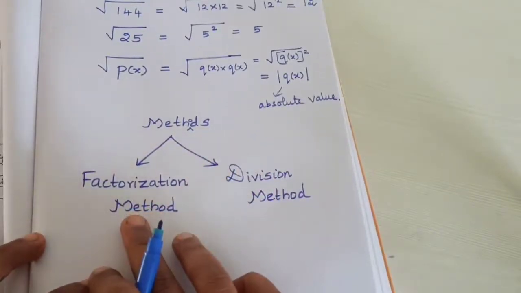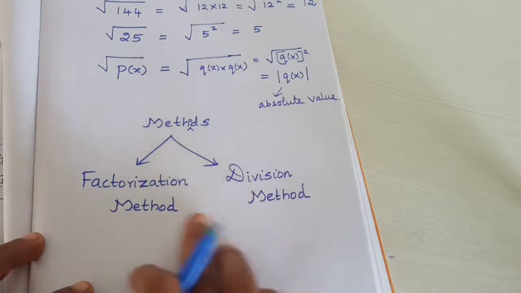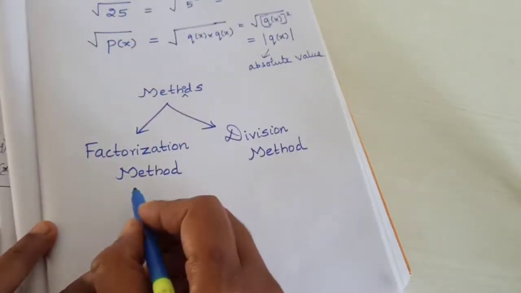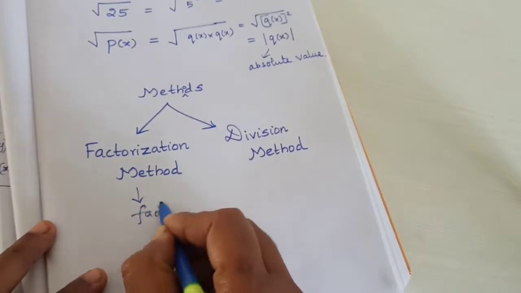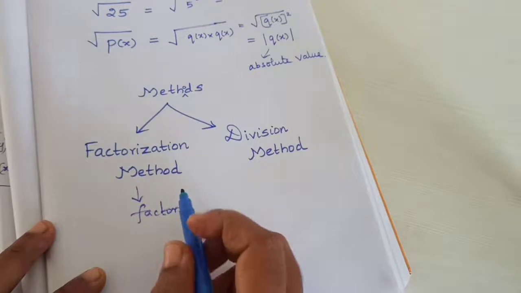Okay. There are two methods. The first one is the factorization method and the second one is the division method. One by one we can learn. Factorization method means you need to split the term into factors. After that, you need to find the square root.